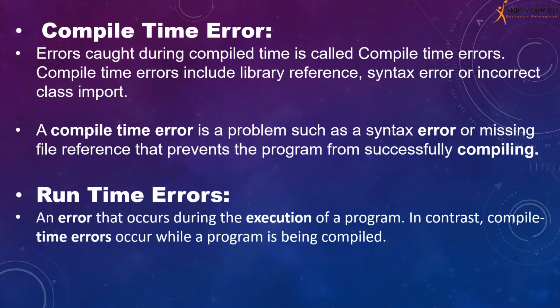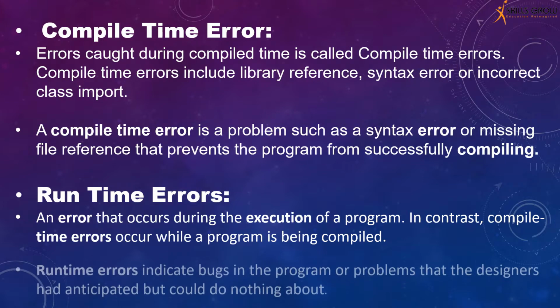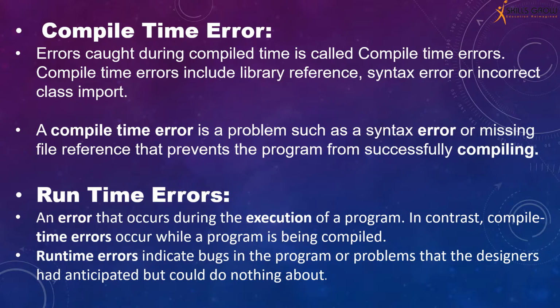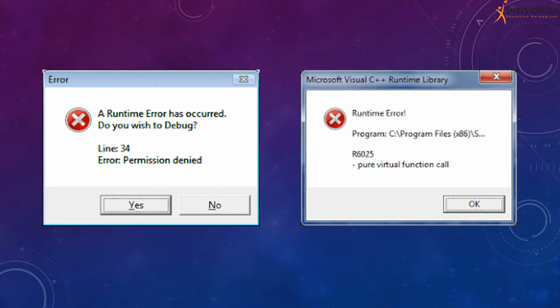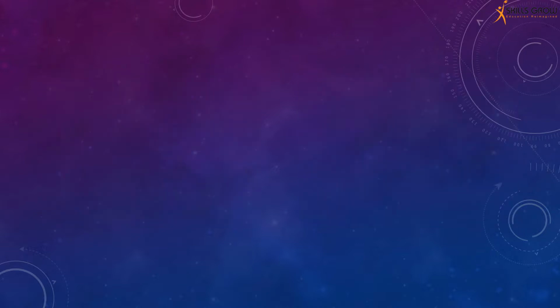A runtime error is an error that occurs during the execution of a program. Runtime errors indicate bugs in the program or problems that the designers had anticipated but could do nothing about. This is what happens when a program has a runtime error: we cannot proceed to the output until the bug is fixed. This error helps in debugging and maintaining the code.